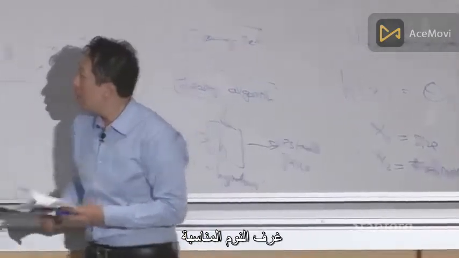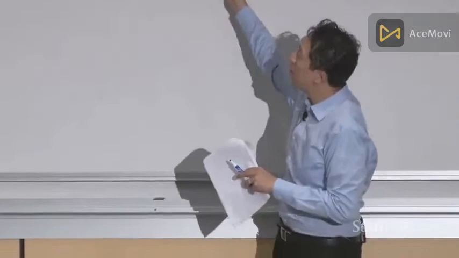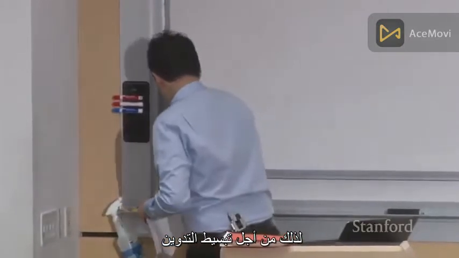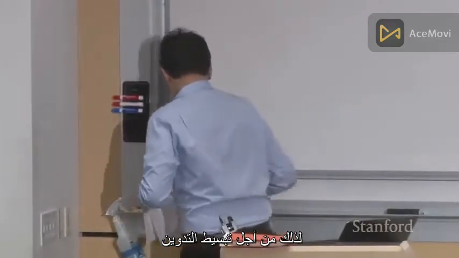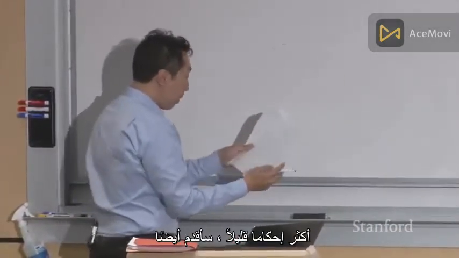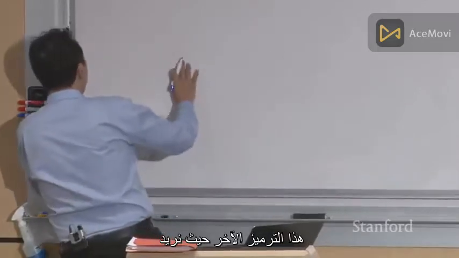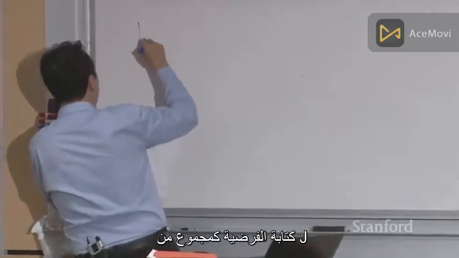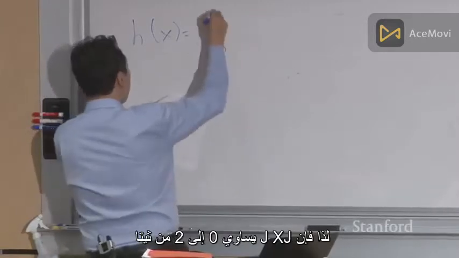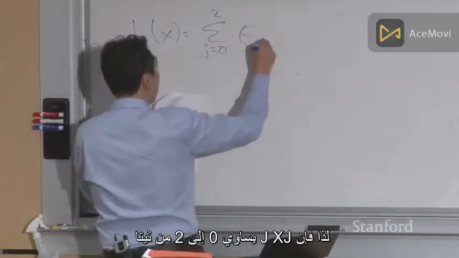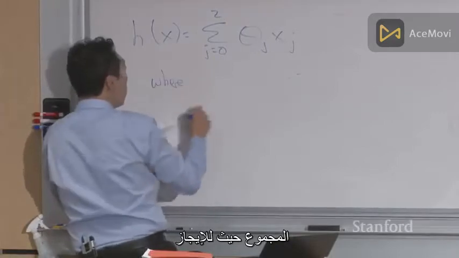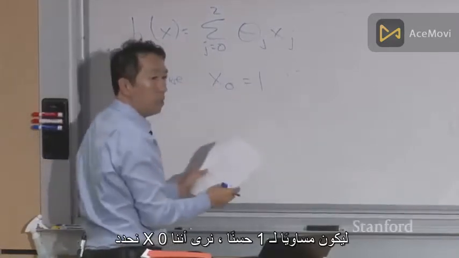so in order to simplify the notation, in order to make that notation a little bit more compact, I'm also going to introduce this other notation where we want to write the hypothesis as the sum from j equals 0 to 2 of theta j xj, so this is a summation, where for conciseness we define x0 to be equal to 1.